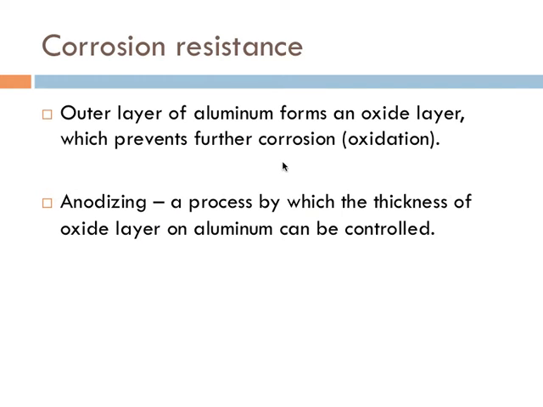So let's talk a minute about the corrosion resistance. The outer layer of aluminum typically will form an oxide layer, and that prevents further corrosion, further oxidation. So you get that layer and it stops reacting. To take advantage of that oxide layer is a process known as anodizing, where you can control the thickness of that oxide layer on the aluminum.